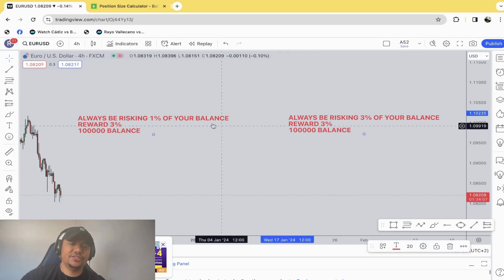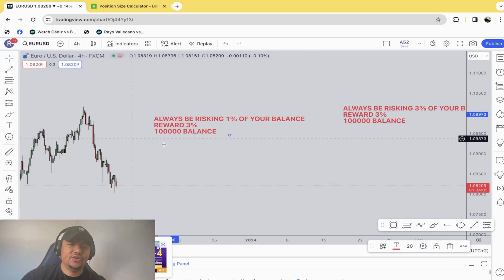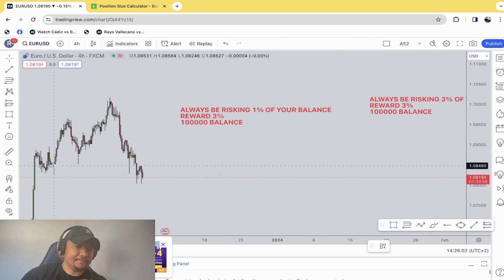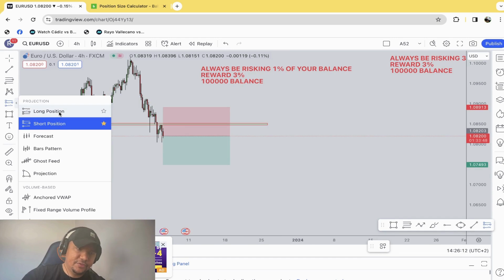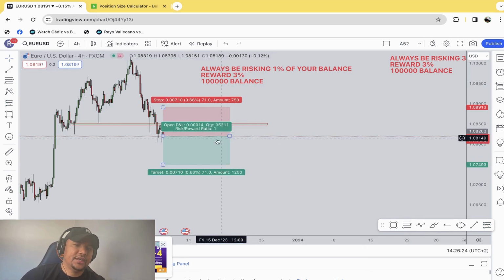Now, let's assume this is the case, right? Let's assume you want to go and buy Euro USD. Now, you might have identified, right? You've done your technical analysis and you say, I want to get in there. Now, these tools in TradingView are called a long position and a short position. The short position is for selling and the long position tool is for buying. Now, this basically gives you the risk to reward. Now, how does this work? At the moment, you'll see there's a 1.